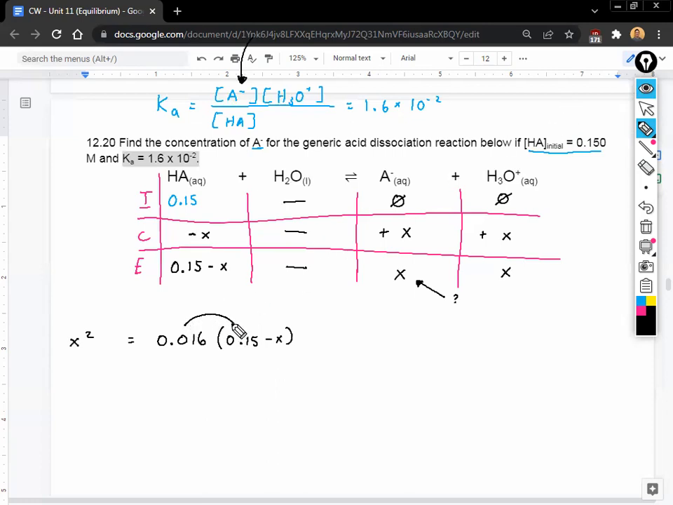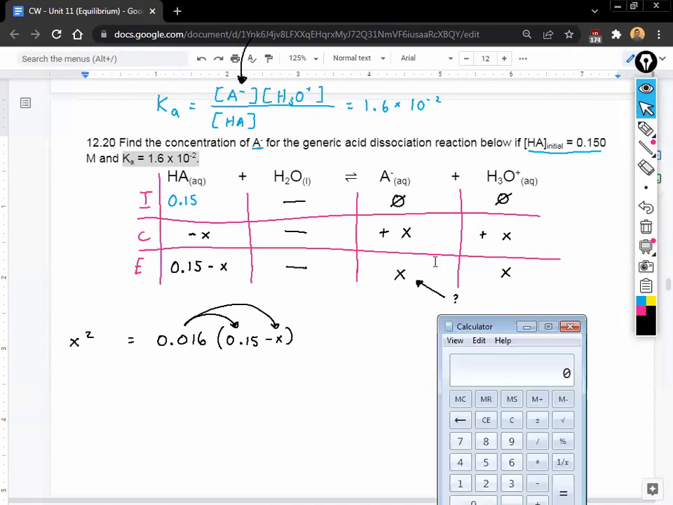Okay, so here on the right side, we want to distribute the 0.016. I'm going to pull out my calculator, and we're going to do 0.016 times 0.15. So on the right side, we're going to have 0.0024 minus 0.016x. And you guys can slowly see the quadratic, the beautiful quadratic take shape. Because math is beautiful. Not really.